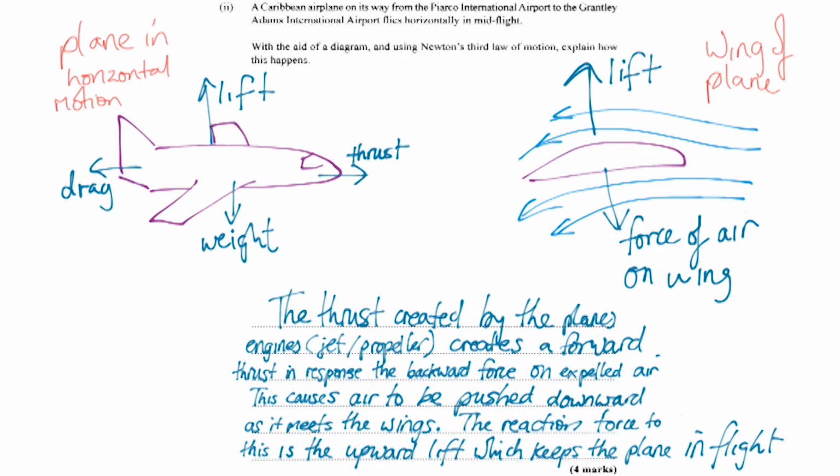If you read my answer here, the thrust created by the plane's engine creates a forward force in response to the backward force on the expelled air. This causes air to be pushed downwards as it meets the wing. So as the air comes in to meet the wing, it gets pushed downwards. And the reaction force to this is an upward lift. So as the air is being pushed downwards, the force on the wing would be upwards to create a lift. Once you state that in some way, there are two ways it is happening. This is one use of it here with the jet engine.